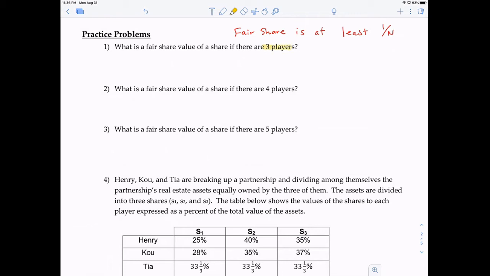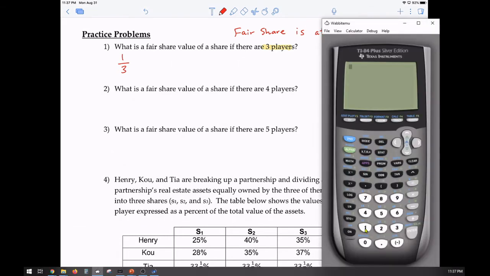So we know that a fair share is at least 1 over n, where n is the number of players. So in this problem, that's going to be 1 over 3. So at least 1/3 is considered a fair share. We can change this into a percentage as well. So we know that we can change it to a percentage if we divide it, right? So we can go 1 divided by 3. So that gives me the decimal form. So I'm going to multiply by 100.